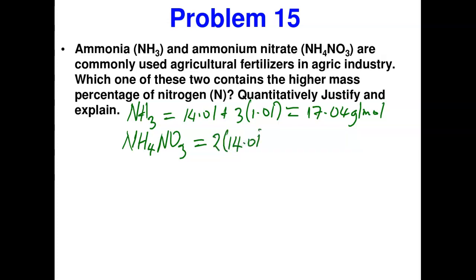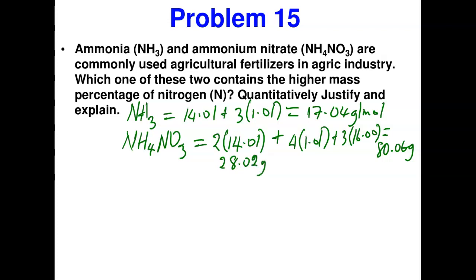Each nitrogen weighs 14.01 plus, what else do I have there? Hydrogen. There are 4 atoms of hydrogen, 1.01. And then there is 3 atoms of oxygen. And if you add everything together, this is actually going to give you 80.06 grams. That's what we're going to be getting at this point. Grams in 1 mole of this guy. Now, if you multiply 2 times this, there is a total of 28.02 grams of nitrogen in ammonium nitrate.